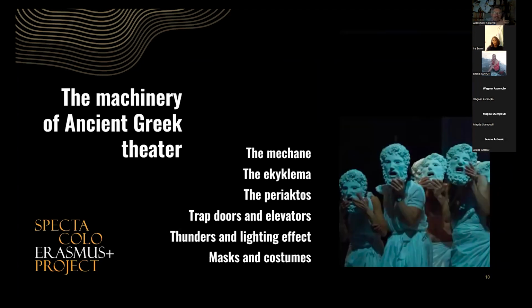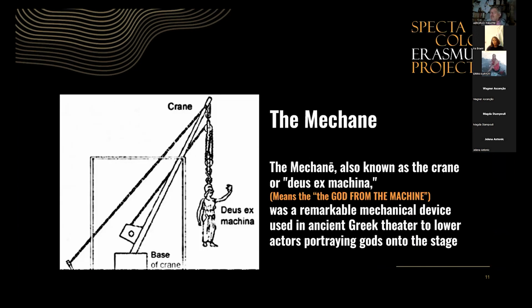Okay, now the machinery of the ancient Greek theater. We will mention the mechani, the kyklema, the periaktoi, the trapdoors and elevators, thunder and lightning effects, and masks and costumes. First, the mechani, or the machine, also known as the crane. More or less, it was a crane.